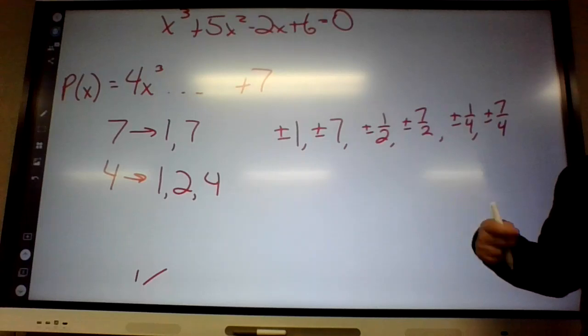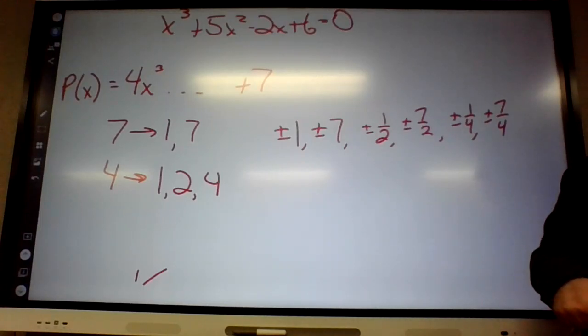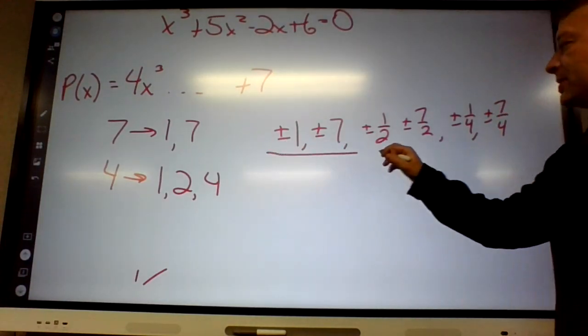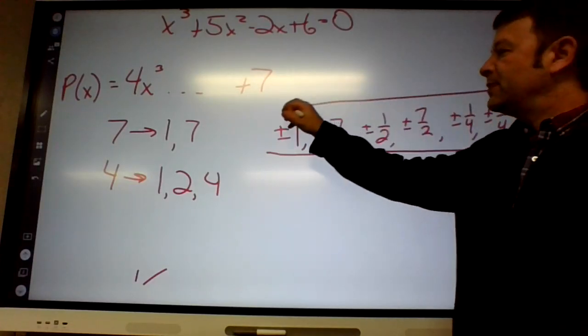1 and 7 both over 1. 1 and 7 both over 2. 1 and 7 both over 4. So anyway, that's the answer to number, what was it, 12? Yeah.